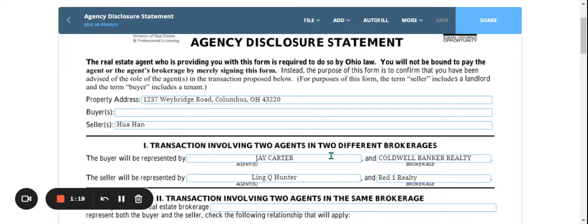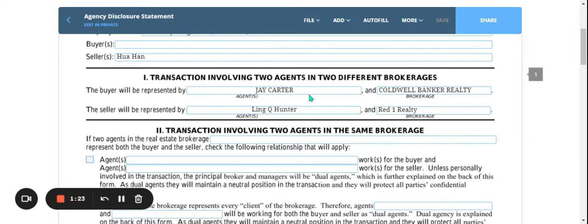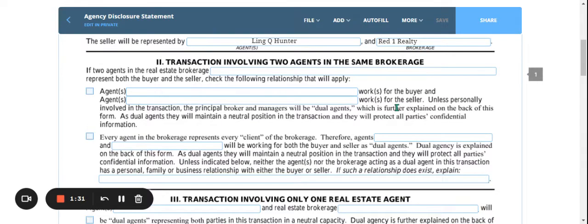And if it's two real estate agents from two separate brokerages, you'll see my name for representing you, and then you will see the listing agent's name representing their broker. If it is two real estate agents in the same brokerage, you'll see it here. And just because two real estate agents are in the same brokerage, that does not mean that they know each other. We just happen to be under the same company, but it could be two separate offices as well.